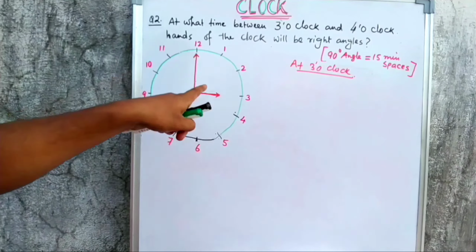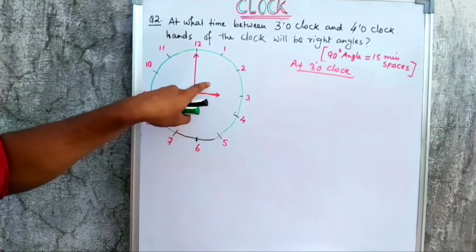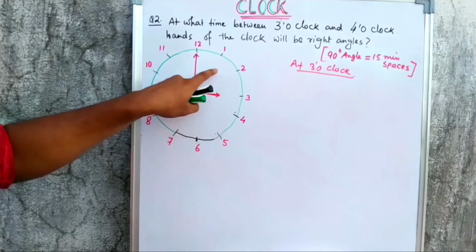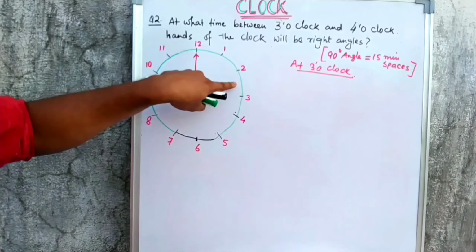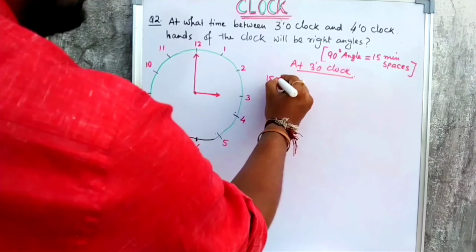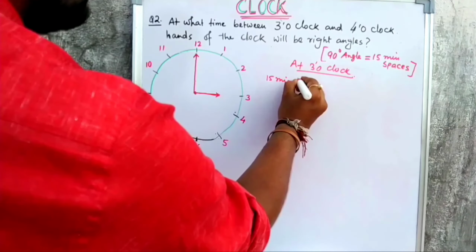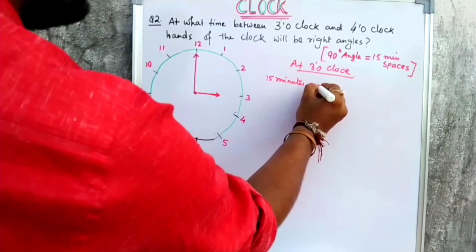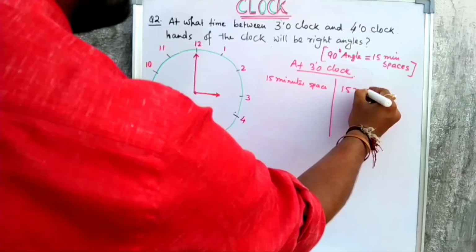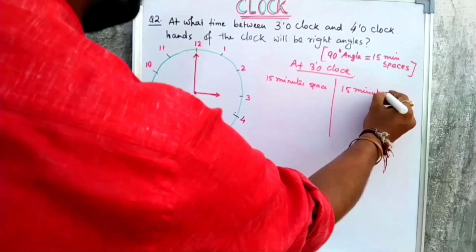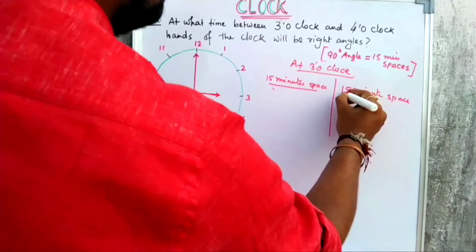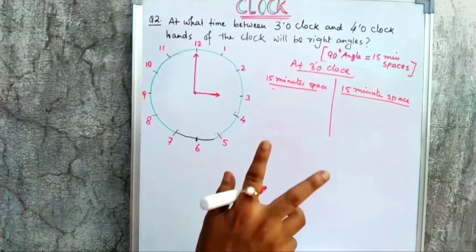Now between the hour hand and the minute hand, how many minutes is it occupying? 5 minutes, 5 minutes, 5 minutes, total 15 minute space. So write down here 15 minute space on both sides, left hand side as well as right hand side, because you will be getting two timings in each and every hour. There will be two right angles, that's why you have to write it twice.